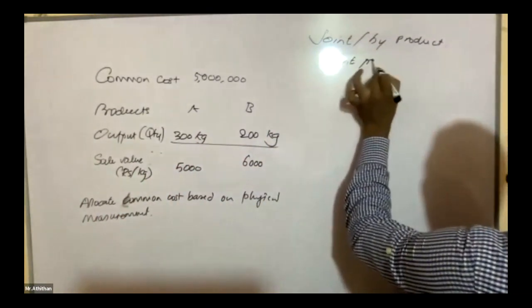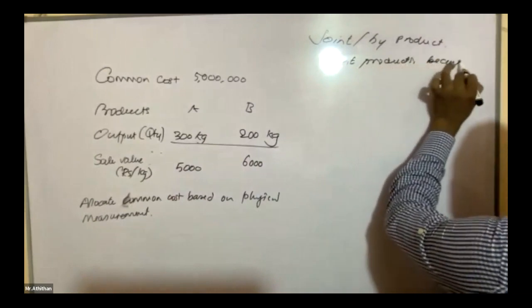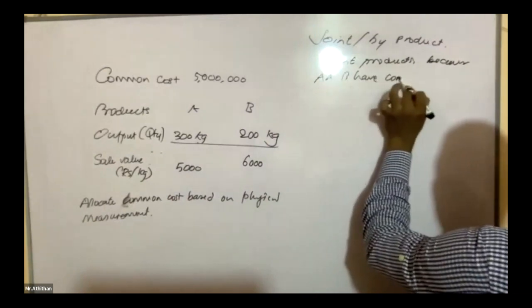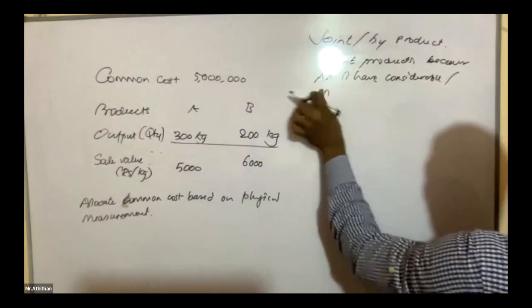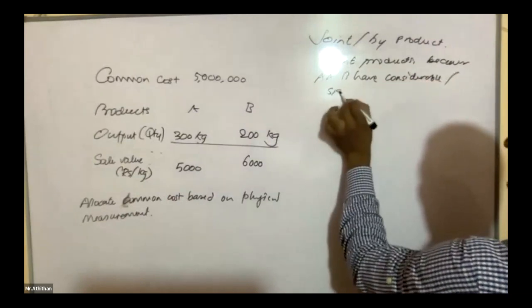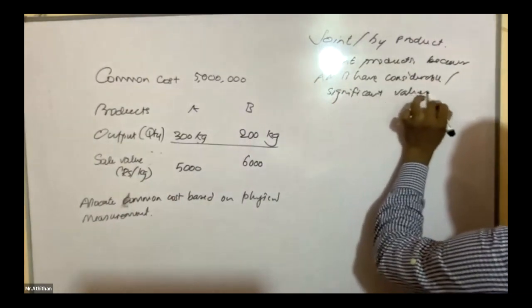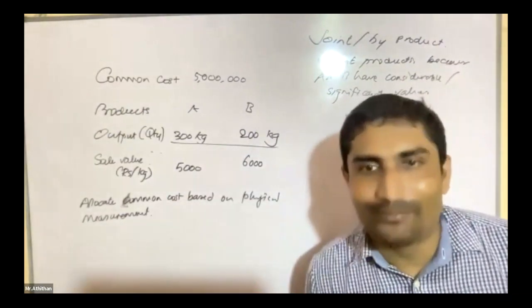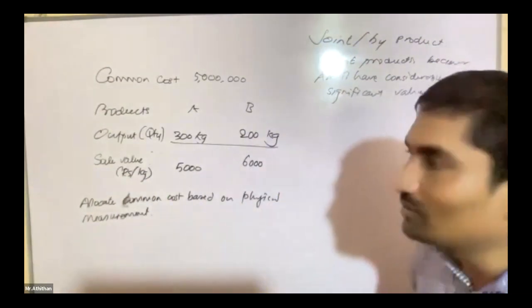Joint products. Because A and B have considerable, or significant, values, right? That's the reason. So these are joint products, not byproducts. Now we will allocate the common cost.